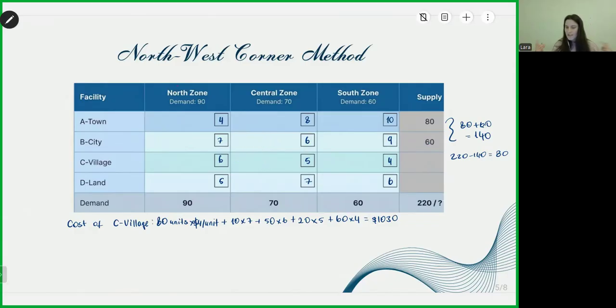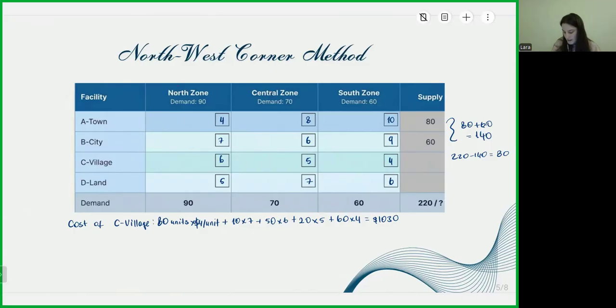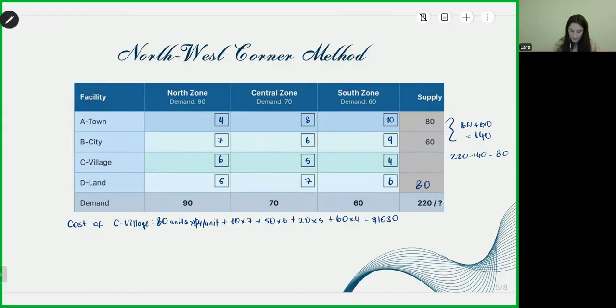The only thing that doesn't change here is the supply, because 80 and 60 are fixed. C village and D land are going to supply the same amount, which is 80. Okay, so I'm going to cross C village out now because I don't have to open that. I only have to open one facility. So let's see. Now I'm going to go a bit quicker. If you didn't understand, please go back and listen again.